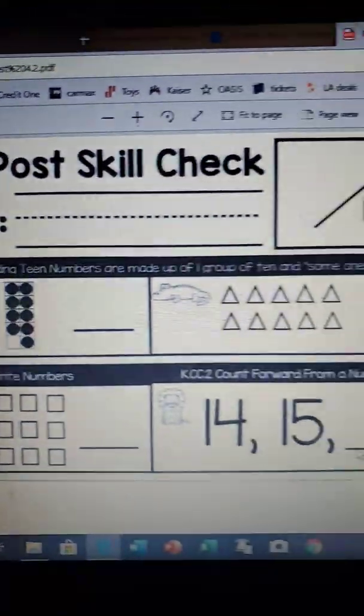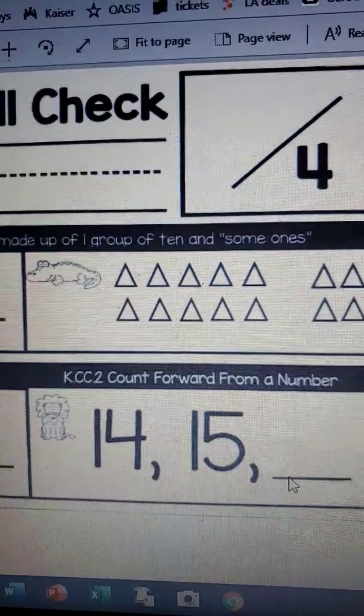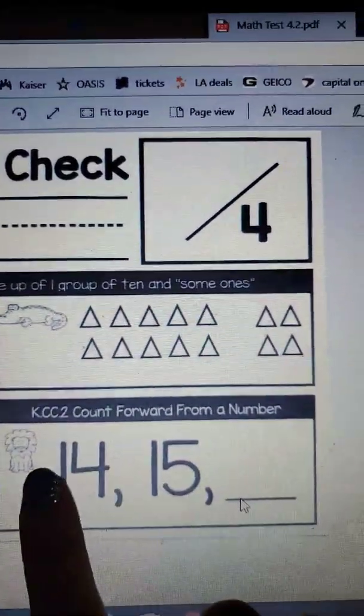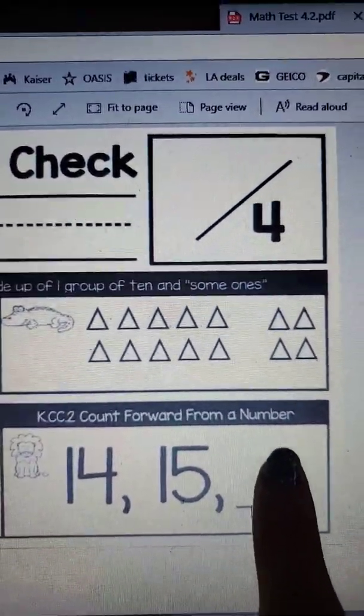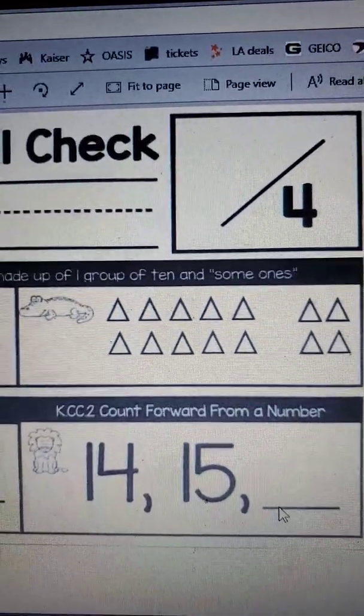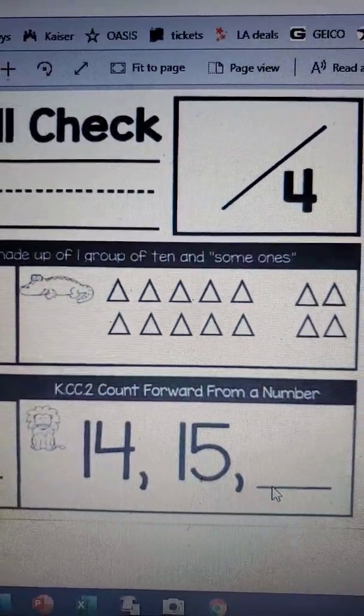All right, now we're going to go ahead and go to number 4. On number 4, I want you to look at these numbers and tell me what comes next. What teen number comes next when you're counting?